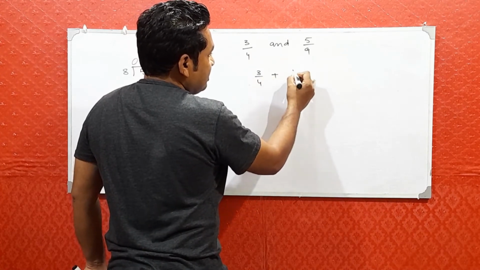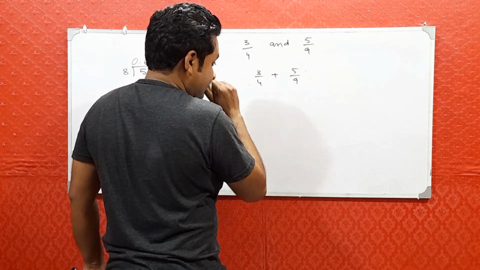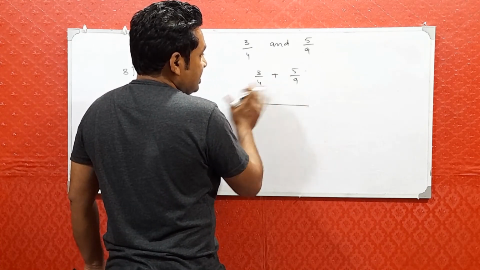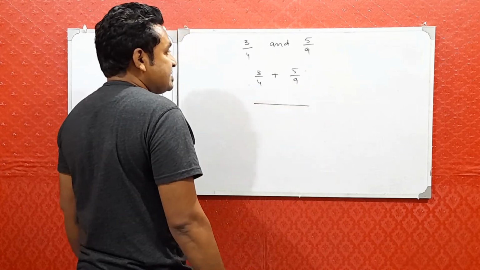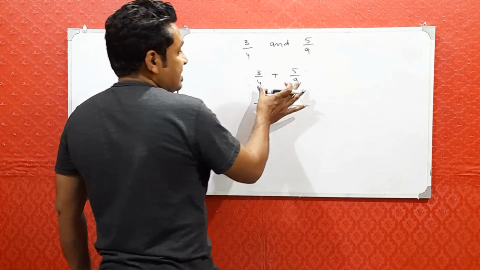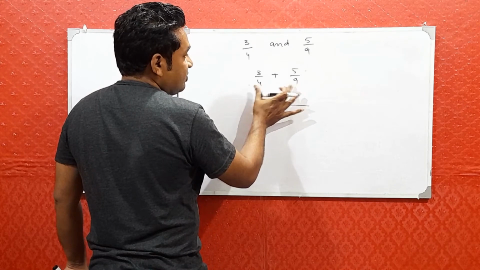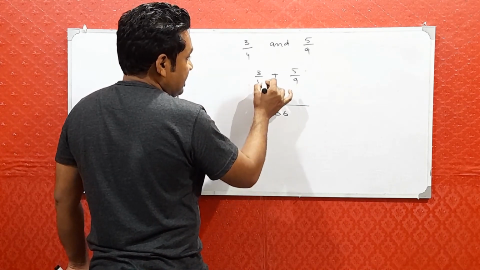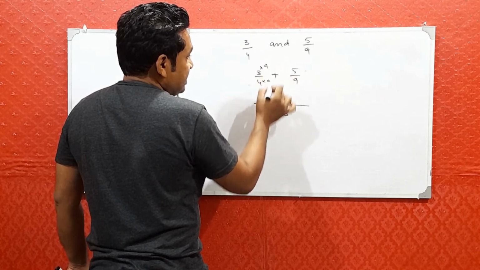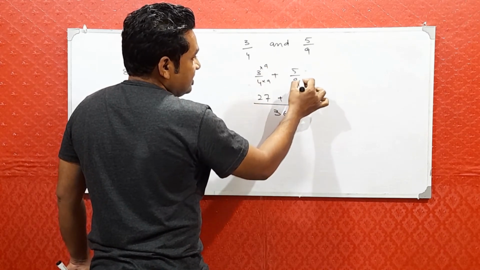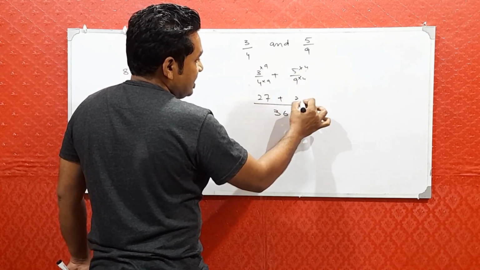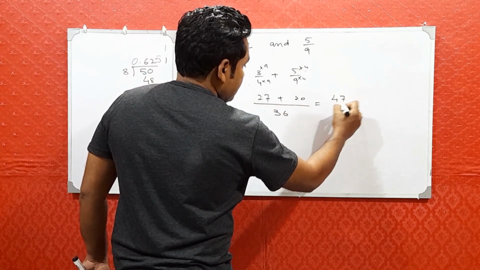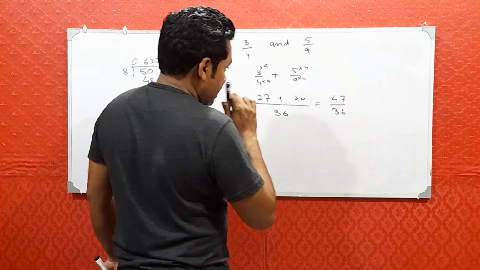3/4 plus 5/9, add them. These both have different denominators. I have made lessons on fractions, you can see them. So these are different denominators. 4 9s are 36, we always multiply them. 4 9s are 36, and 9 3s are 27, plus 9 4s are 36, 4 5s are 20, and this is 47/36.